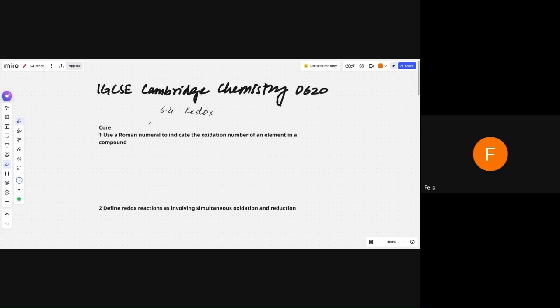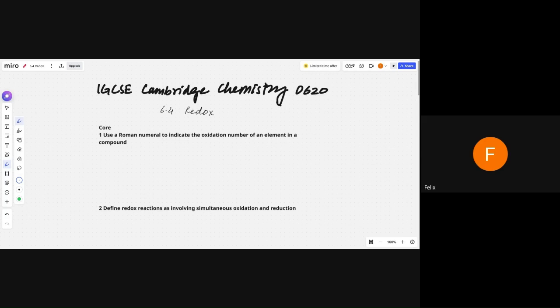Okay, so now we come back to topic 1. Use a Roman numeral to indicate the oxidation number of an element in a compound. So what is oxidation number? Oxidation number is basically a number that is assigned to a metal and a non-metal based on how many electrons it has gained or lost while forming a certain compound.